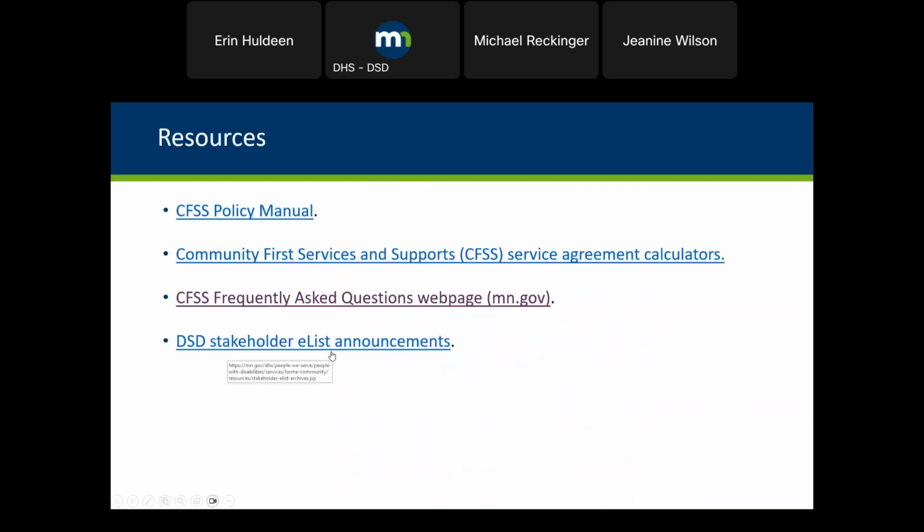If you are not signed up to receive our e-list announcements, we recommend that you do, because we are posting frequently. In January we've published two e-list announcements regarding CFSS, and I looked, and in 2024 we posted about 20. That is important. That is how we're getting information out to all the different provider types as well as people and lead agencies.